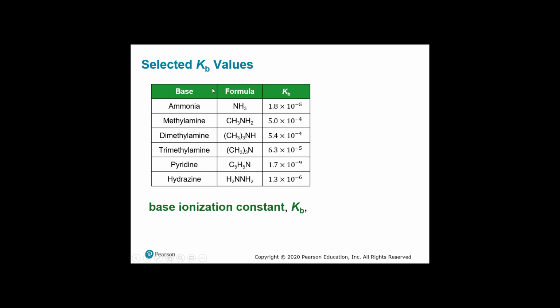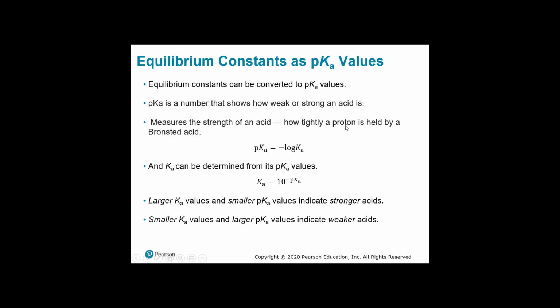And then we have Kb values, which stands for base ionization constant. The same applies. We're now dealing with hydroxide. How much of these weak bases ionize or dissociate? Here we can see the same applies. You can look at the values here.